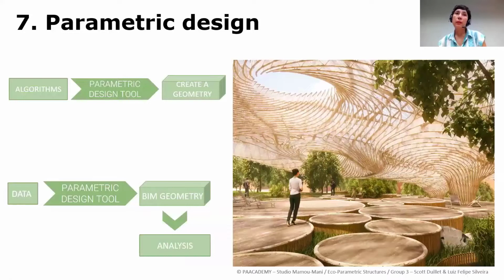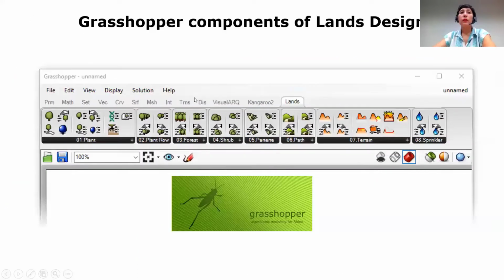I mentioned parametric design before. This is something where you apply algorithms to create a geometry. So we have Grasshopper in the case of Rhino. And also you can apply this parametric design tool, or Grasshopper in our case, to connect data to a geometry and finally analyze it. So these are our Grasshopper components of Lands Design. So you can enjoy connecting these components to different algorithms, to different objects, and so on.